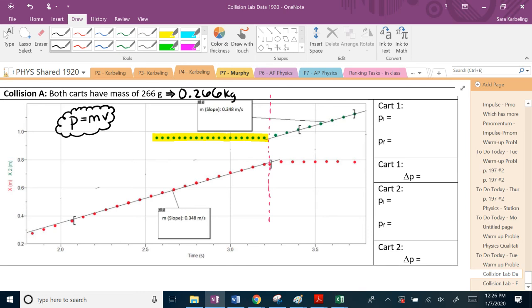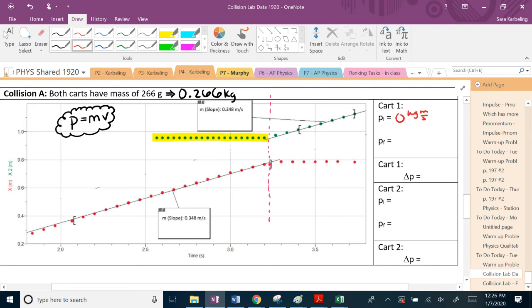So cart 1 is this top one up here. How fast is cart 1 going before the collision? 0. 0 times 0.266 is, oh, look at us multiplying together. Yes, it is. It's 0 kilogram meters per second.